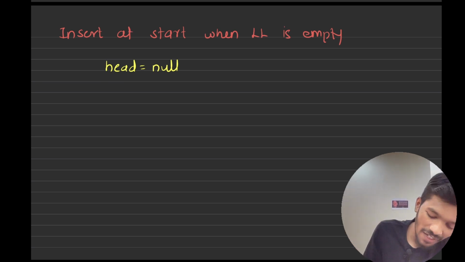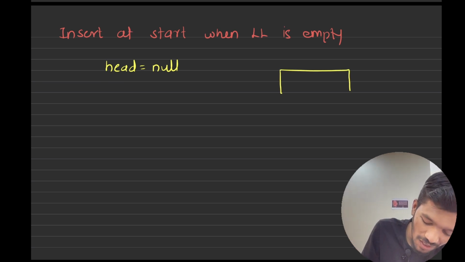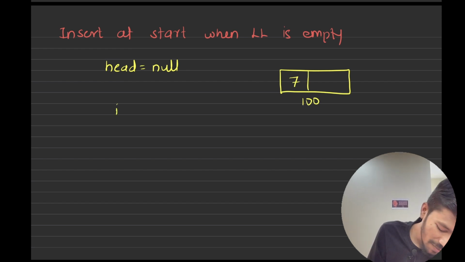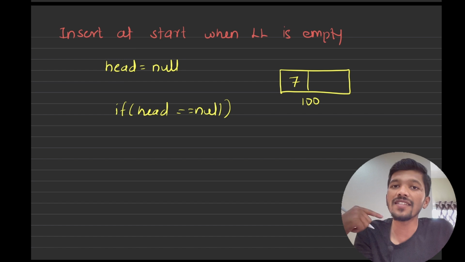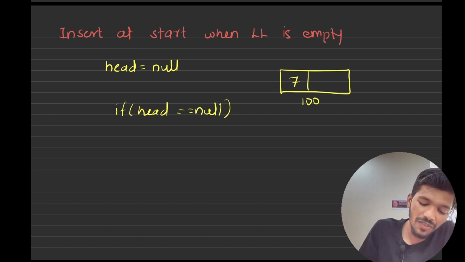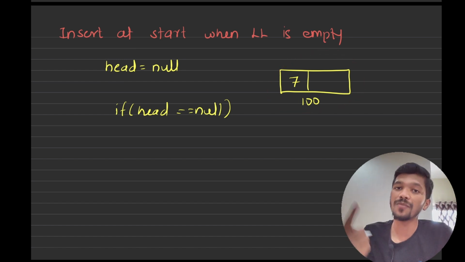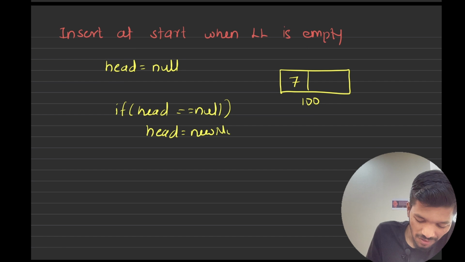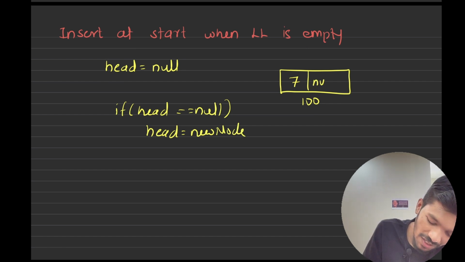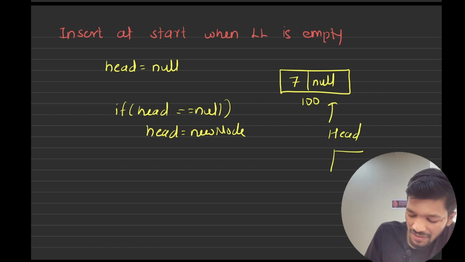Simply, let's suppose I created a node which has the value 7 and the address is 100, and at any time if my head is null, which means my linked list is empty, then the node I have created now is itself my first node. So I simply need to assign head is equal to new node. This will initially contain null, and my head will be pointing to this node, which has the address 100.